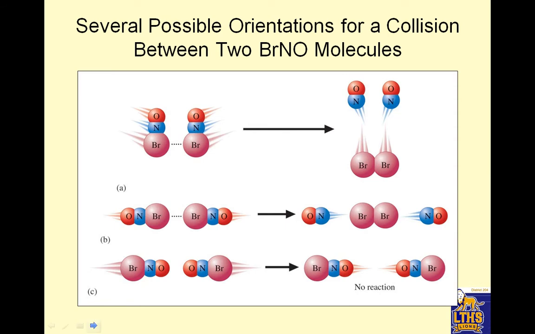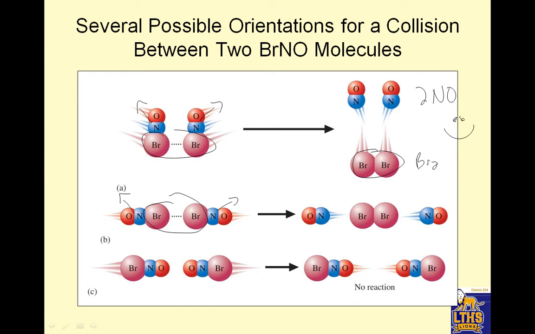Several possible orientations for a collision between two BrNO molecules. Okay, so if my products are supposed to be Br2 and then two NOs, see how if this collides, these two can stick? That would be a good orientation. This one, oh look, they can collide. This one, if they hit like this, there's no way you can get these two Brs to connect. So that would be no reaction.